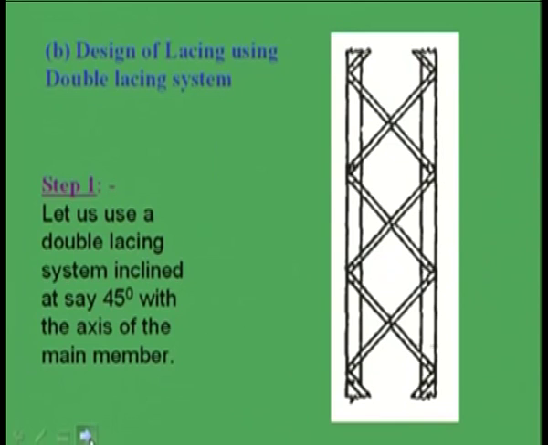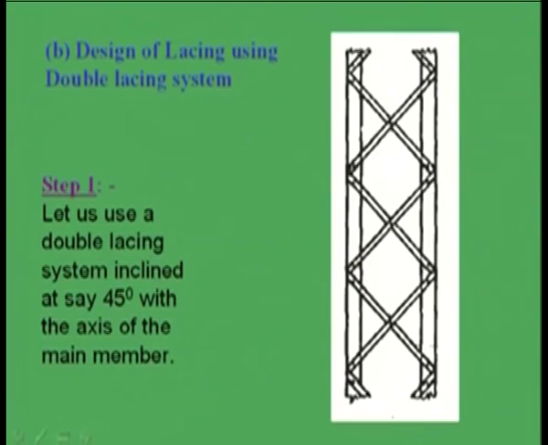Now the same problem we will design by the use of double lacing. In the first half we first found the appropriate built up section to carry the required load, that is 1000 kilonewton. Then we designed the built up section using single lacing system. Now we will do the same thing using double lacing system. The purpose of showing this is to know the difference in design of lacing system for single lacing and double lacing, right.